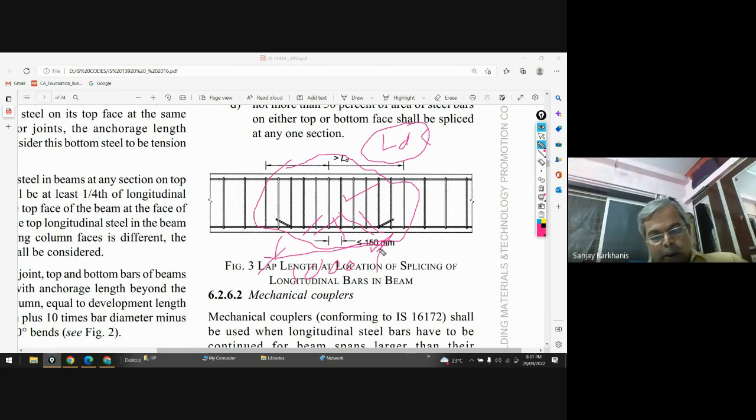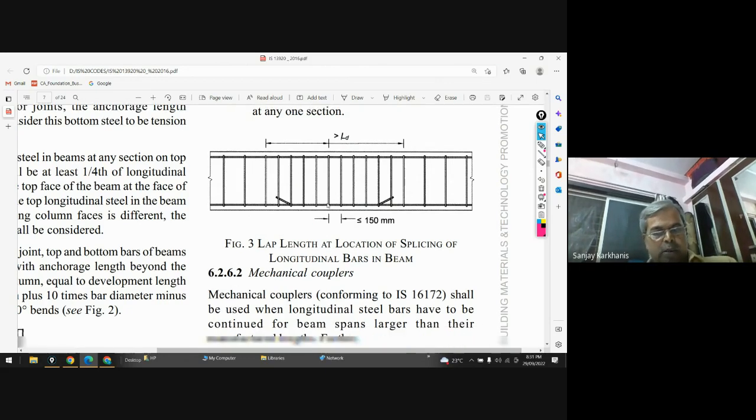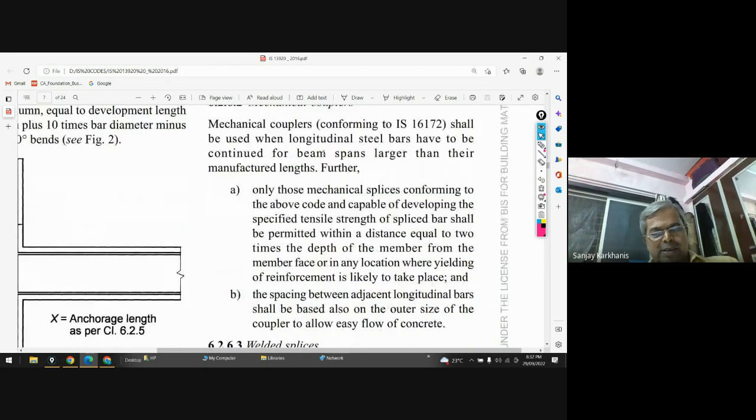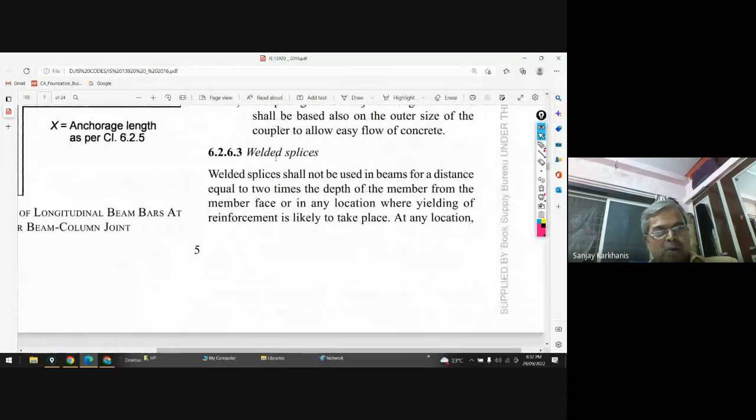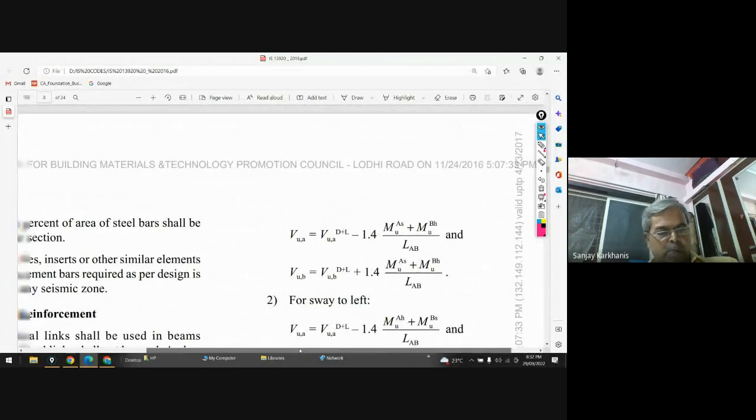But if somebody is putting pressure on you, क्योंकि वो कॉस्ट बढ़ता है ना, नंबर ऑफ स्टीयरअप बढ़ गए तो बहुत बड़ा स्टील गया और उसका इकोनॉमी फेल हो गया. So that is called a false economy. Okay, we'll go ahead. And then this is about mechanical couplers, weld splices. You can go through that, and this is very important.